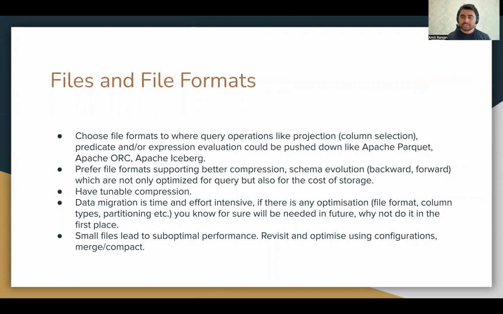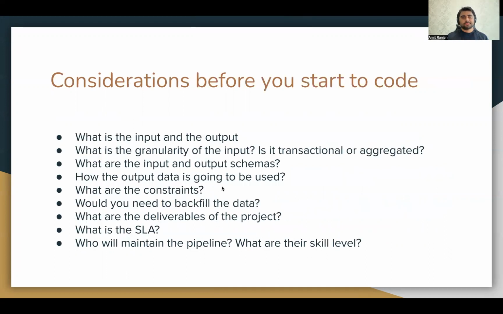Have a tunable compression to adjust between the CPU usage and the storage footprint. Migration can be hard, so think of these optimizations upfront. Try to reduce the number of small files you are producing, batch them together, or use configurations so that you don't create too many small files.